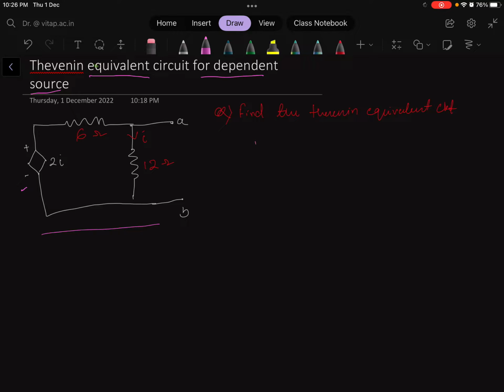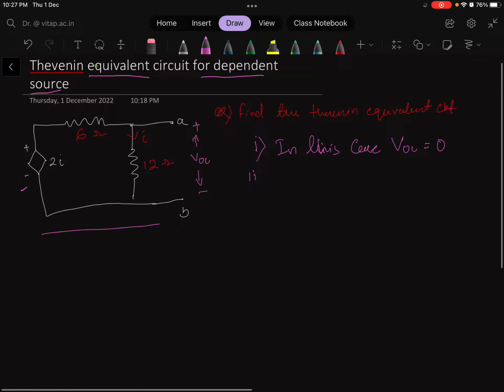So, what is that? First point here is, in this case the VOC or the VTH value is equal to 0 first. VOC means whatever voltage is available here, that is taken as your VOC. In this case first VOC is equal to 0.